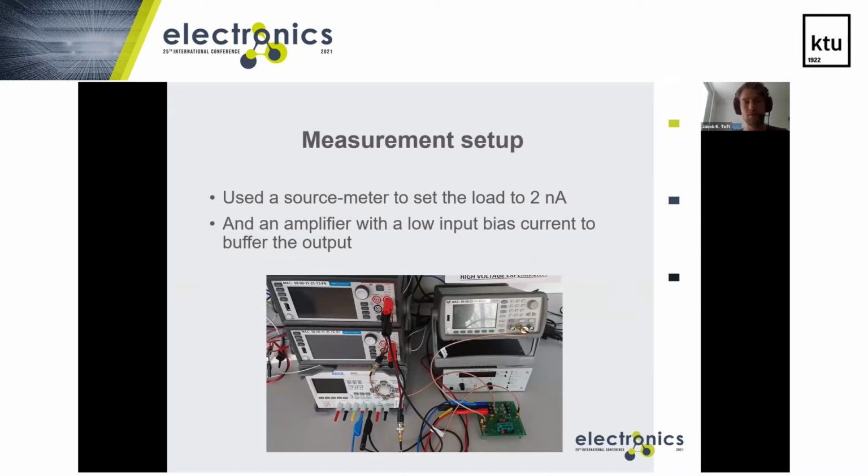To measure the charge pumps, I used a source meter to set the load to a fixed 2 nanoamperes for uniform measurements, and I used an amplifier with a very low input bias current to buffer the output for oscilloscope measurements, such that the instruments did not load the charge pump in any significant way. The buffer has an input bias current of 250 femtoamperes, so significantly less than the 2 nanoamperes sunk by the source meter.